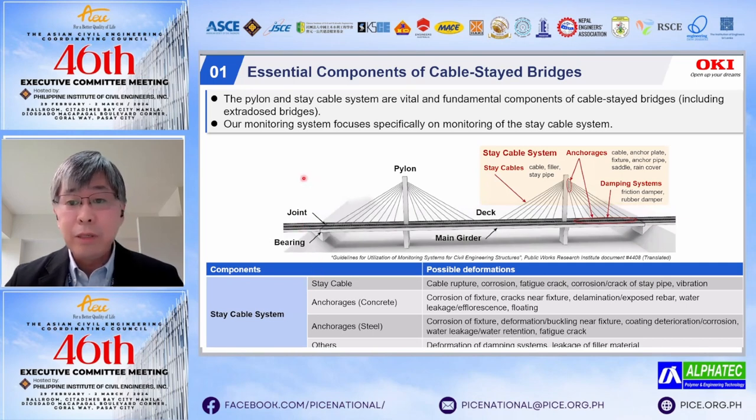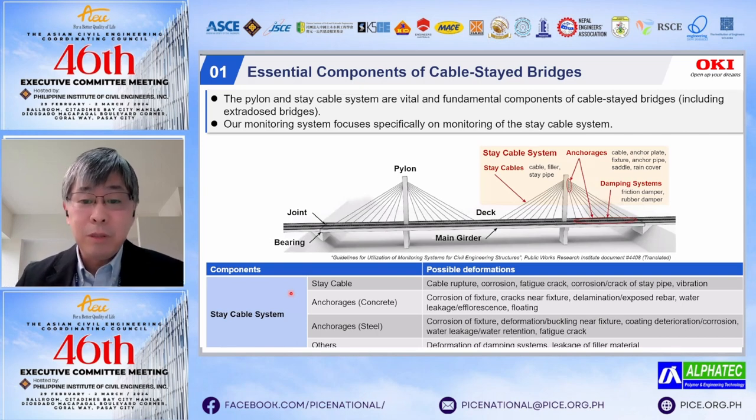To better understand monitoring, it is crucial to familiarize ourselves with the structure of cable-stayed bridges, including extradosed bridges, which have a similar structure. Maybe some of you know much more about the structure of cable-stayed bridges than I do. A bridge of this type comprises a pylon and a stay cable system. The table below outlines the various deformations that may occur in a stay cable system. Our monitoring system's primary focus is the stay cable system.